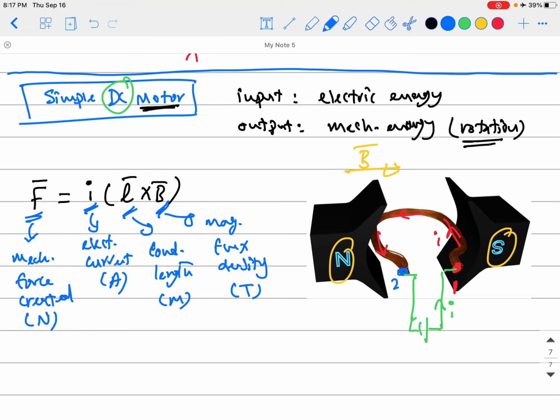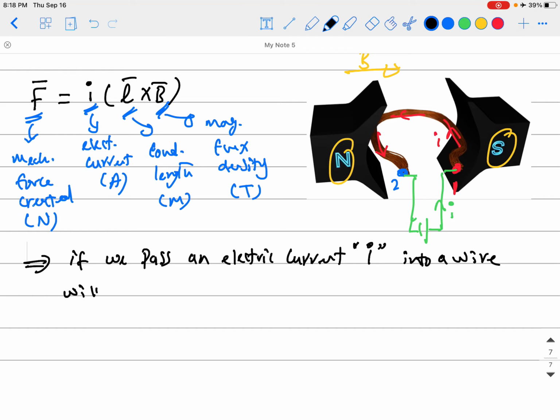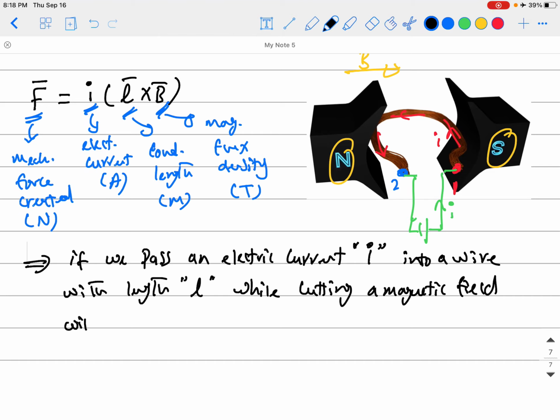Okay, so it is the same principle. We're gonna say it out loud. If we pass an electric current I in a wire of length L while cutting a magnetic field with density B, what will happen?